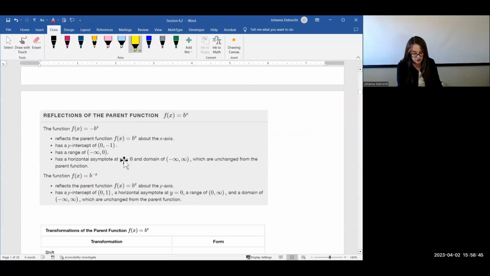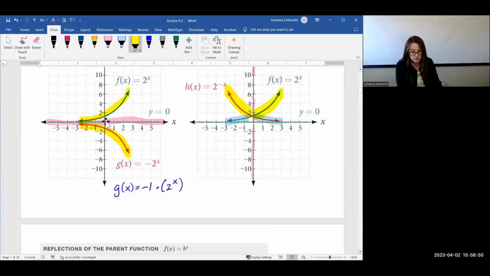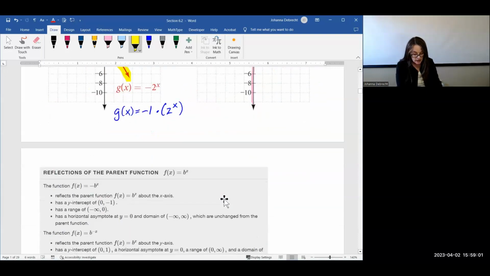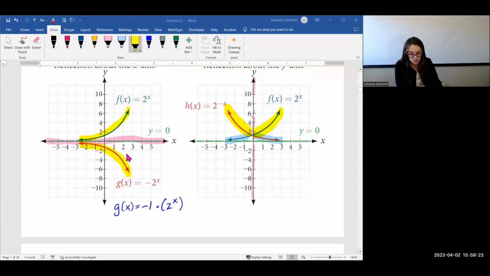Reflections of the parent function do change the value of the y-intercept. When you look at this, it reflected from (0, 1) to (0, negative 1). When you did this horizontal reflection across the y-axis, it did not change the y-intercept. So it only changes that when you're doing a reflection across the x-axis. And to do that, you multiply the exponential by a negative 1. Now, that also changes the range to go from negative infinity to 0. It does not change the horizontal asymptote or the domain. So that's this one we're talking about.